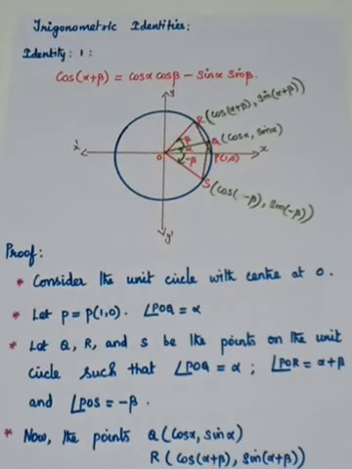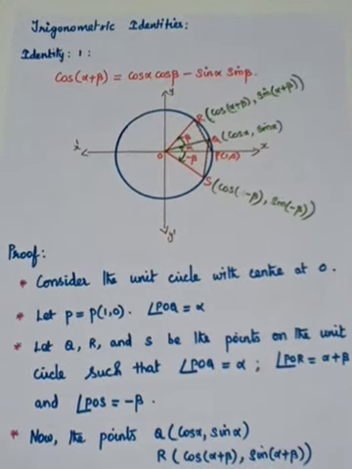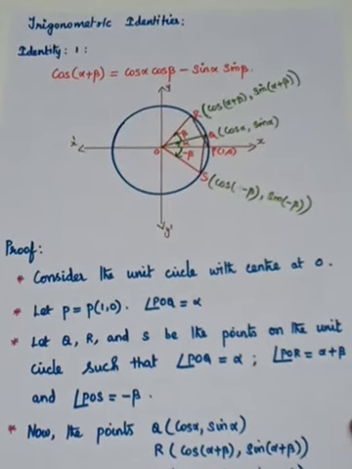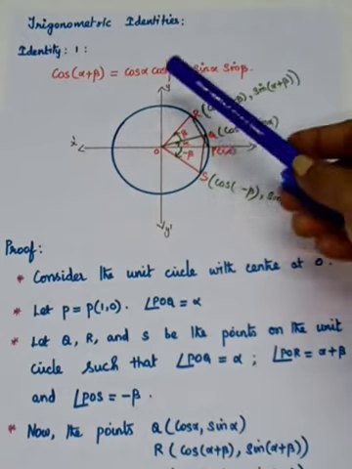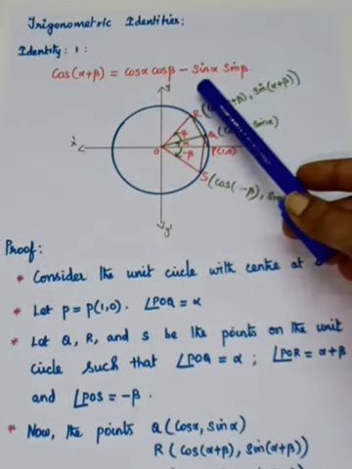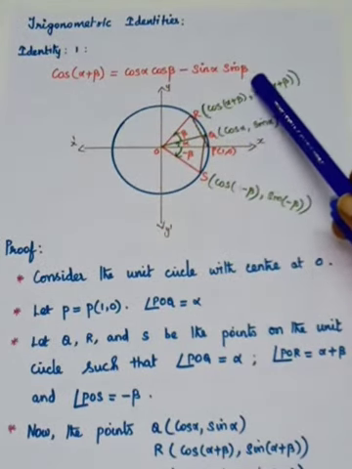Next one, we are moving to the important section in trigonometry: trigonometric identities. Okay, so the first identity is cos of alpha plus beta. It should not be written as cos alpha plus cos beta. So cos of alpha plus beta is equal to cos alpha cos beta minus sin alpha sin beta.